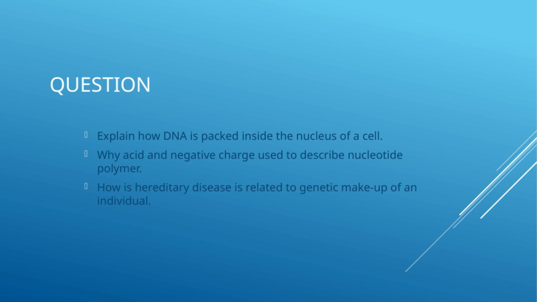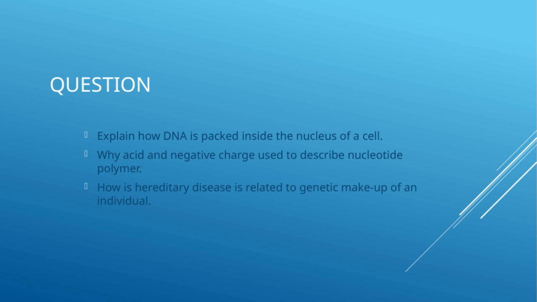Now, why do we often describe nucleotides with terms like acid and negative charge? Well, nucleotides, the building blocks of DNA, contain phosphate groups that are negatively charged. This negative charge is essential because it influences how DNA interacts with other molecules, including proteins and enzymes. The acidic nature of DNA helps maintain its stability and also plays a role in how it is recognized and processed during processes like replication and transcription.